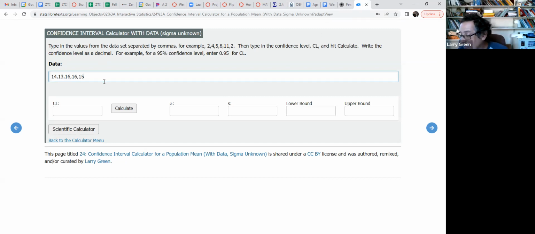Okay. And now it's going to use the student's t-distribution, and it'll get a better estimate for us. CL is 0.95. That's what we're using. I just hit calculate. And it's slightly different, 13.18 to 16.42.